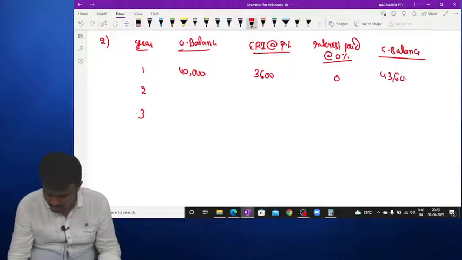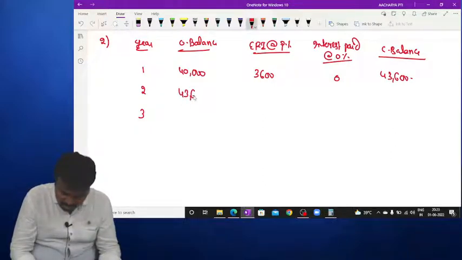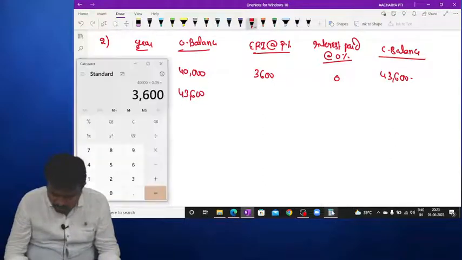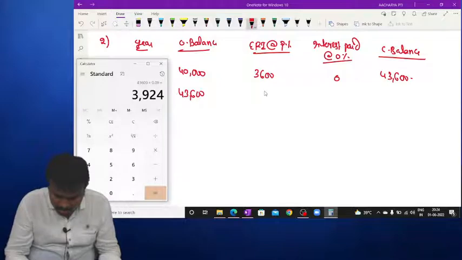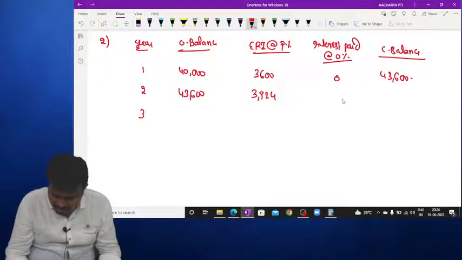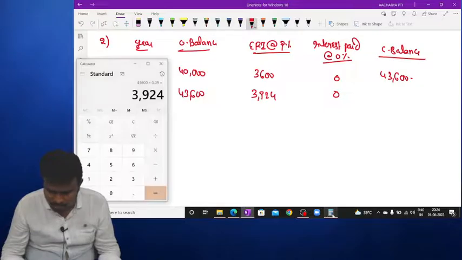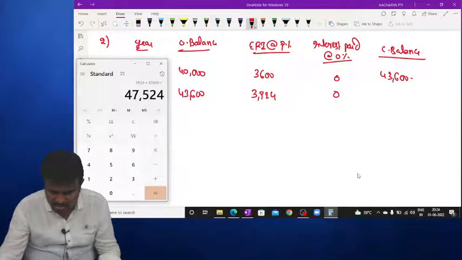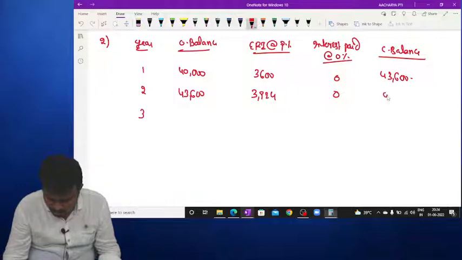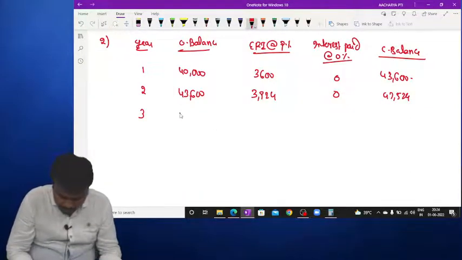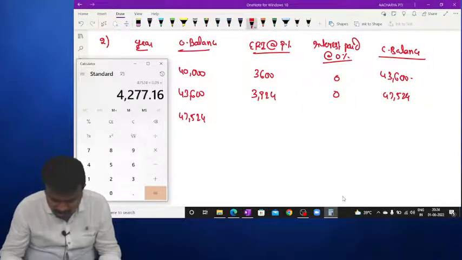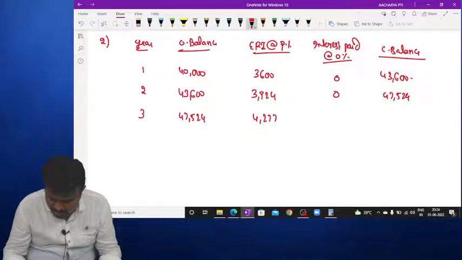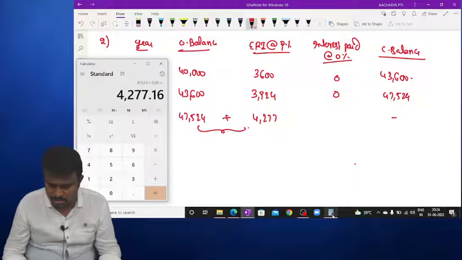So 43,600. Then here 43,600 into 0.09 equal to 3,924. So interest paid is 0. So 43,600 plus 3,924, 47,524. So 47,524 into 0.09 equal to 4,277. Then here we need to pay the total amount because closing balance is equal to 0.